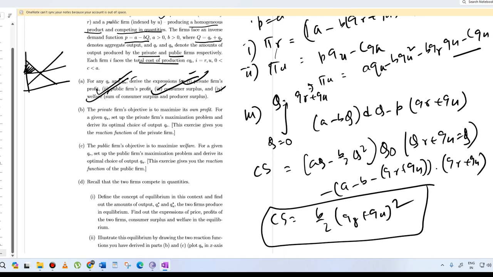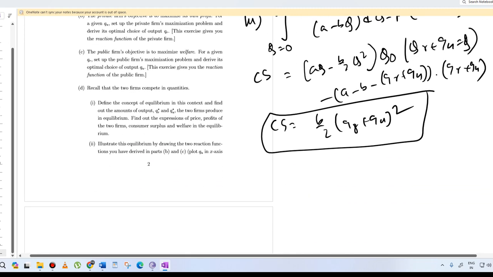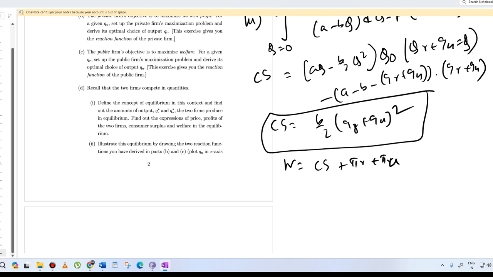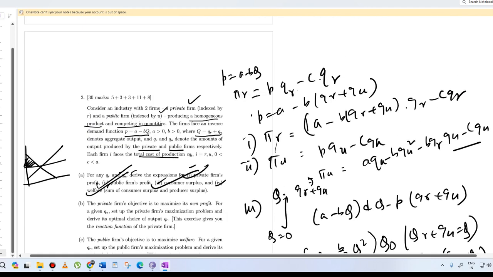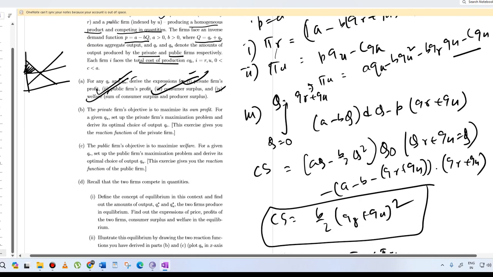So now the welfare part. Welfare W is the sum of the consumer surplus and the producer surplus. W equal to CS plus pi r plus pi u, that is the producer surplus. So substituting all these values, we can say W equal to B by 2 times (QR plus QU) square plus these two profit values which are already derived. That is the answer.